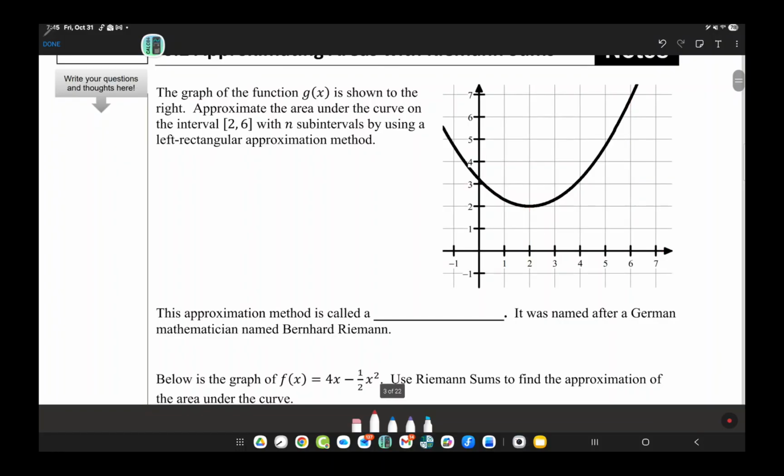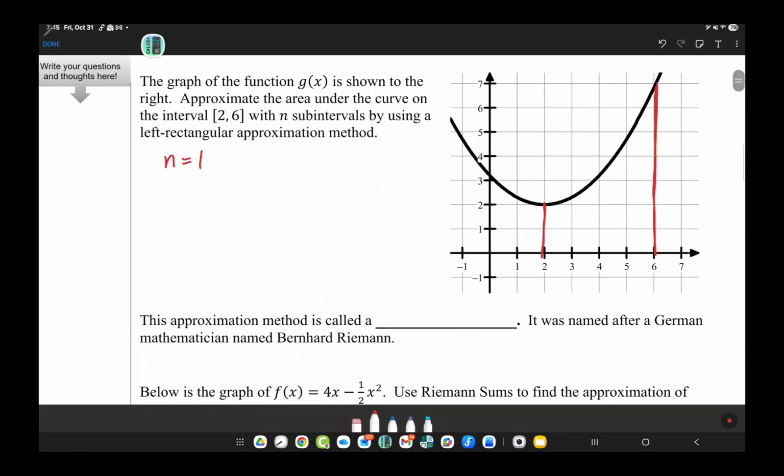Now, if I just use one rectangle, my width of my rectangle would be the change in x. Again, if I just made this one rectangle, my width would just be 6 minus 2, which is 4. That area would be 4 times 2, 8. I don't have any units, so I'm just going to leave it as that.